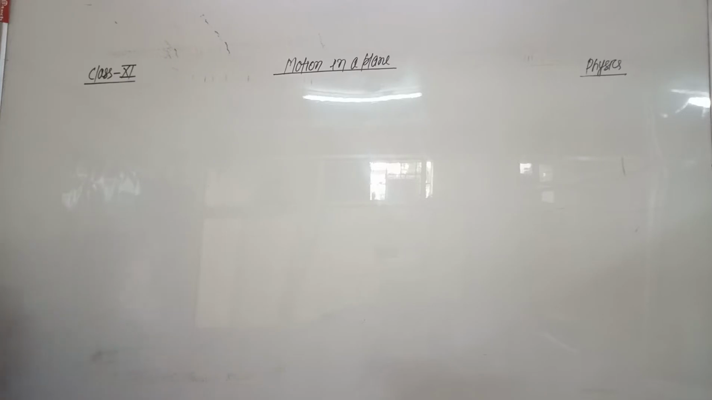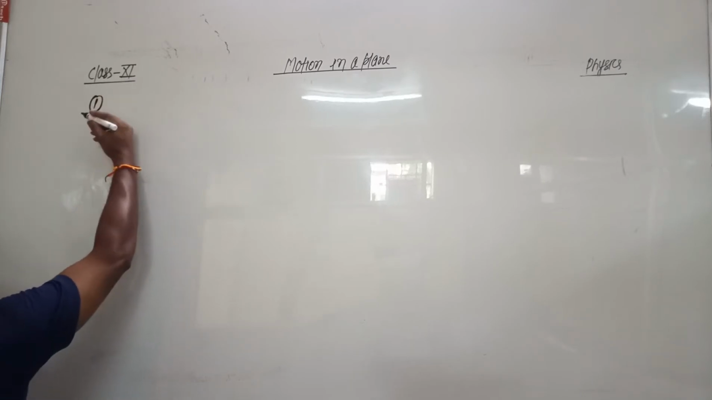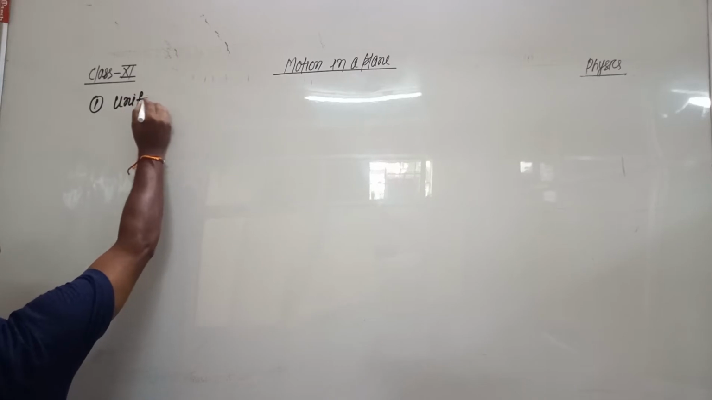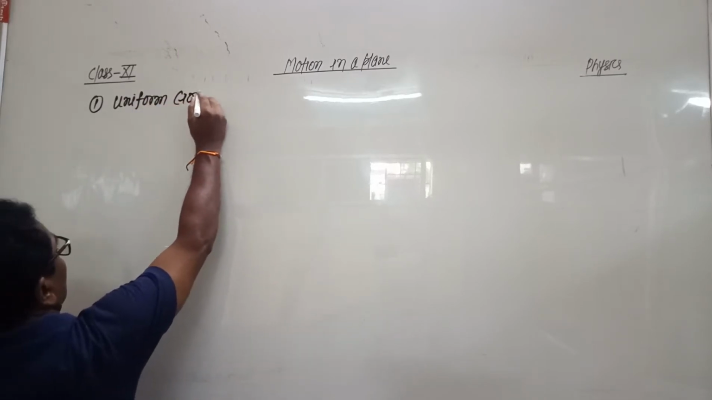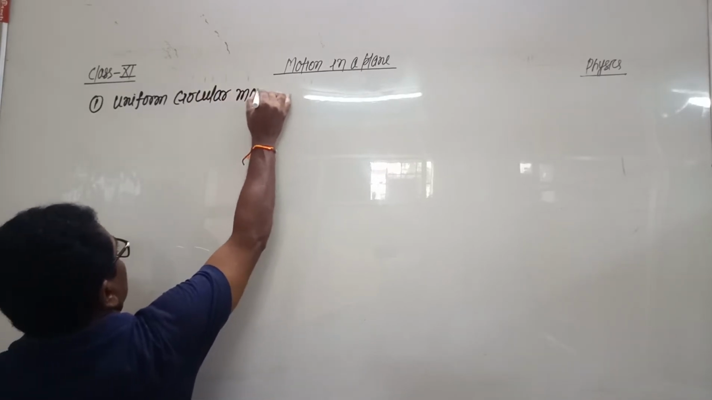In this video, we proceed with the chapter Motion in a Plane. And the topic which we discuss is circular motion. The first is uniform circular motion.